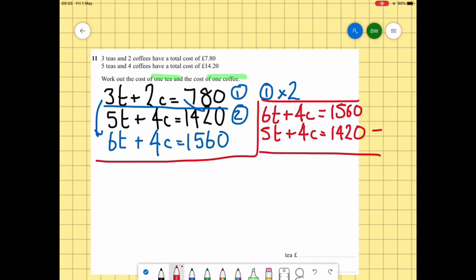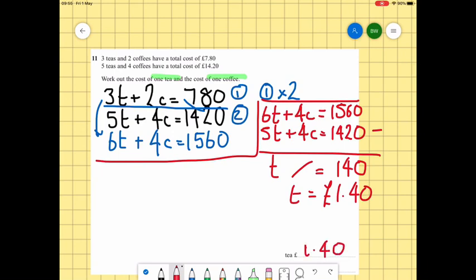So 6t minus 5t is t. The coffees will cancel each other out. I've then got 1,560 minus 1,420, which is 140. So I know that a tea costs 140 pence, which is £1.40. So I can write that down here.